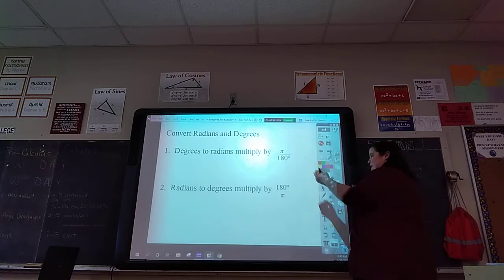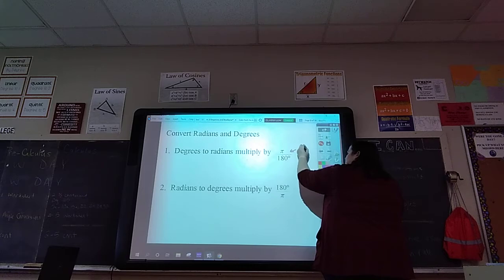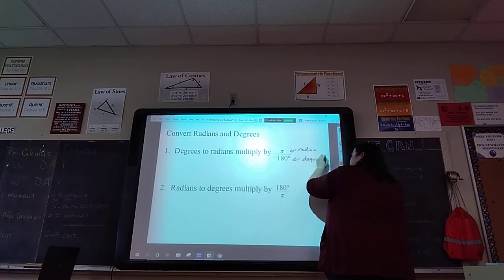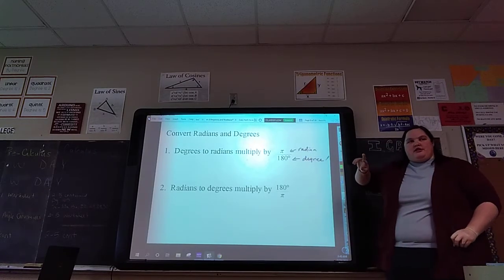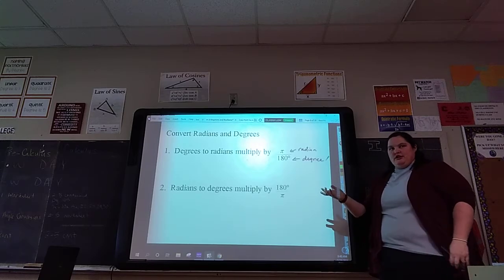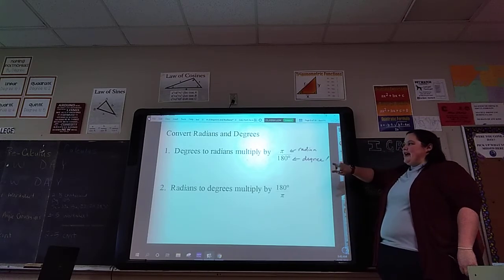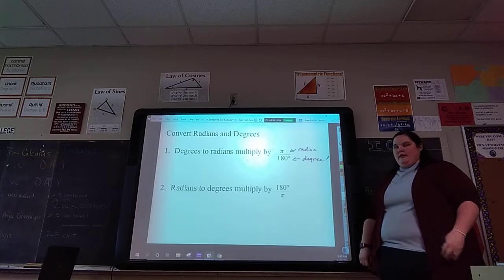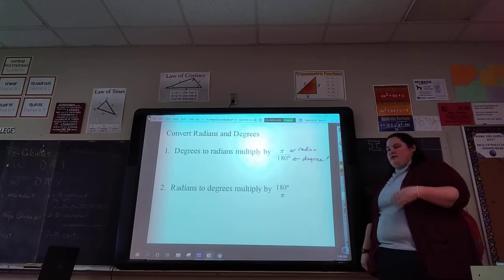Pi is a radian measurement, and 180 is the degree measurement. So we know those two things are equivalent. Pi is half a rotation, and 180 degrees is half a rotation in degrees. So we can use that common ratio to convert anything we want from degrees to radians or from radians to degrees.